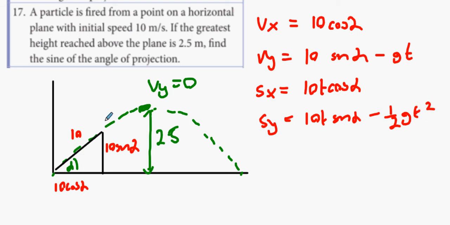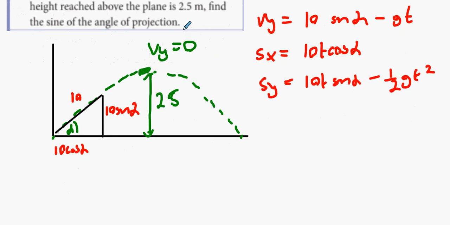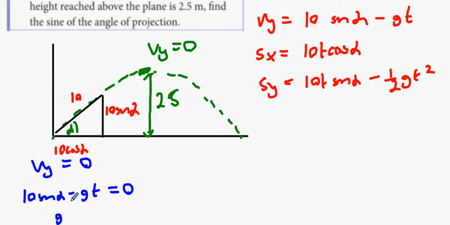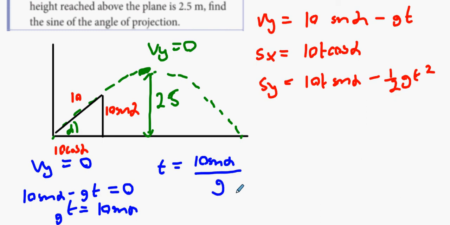Now place vy equals 0 for the greatest height. Then you're going to get 10 sin alpha minus gt equals 0. Then gt equals 10 sin alpha, and time equals 10 sin alpha over g.